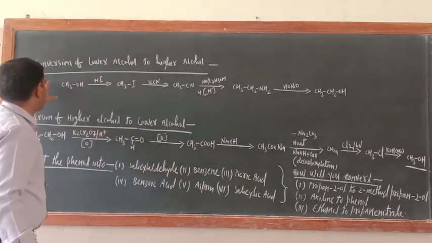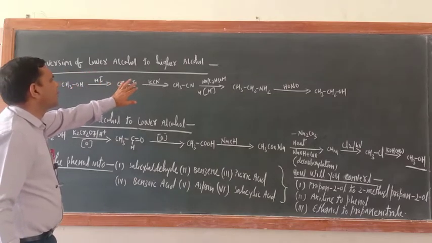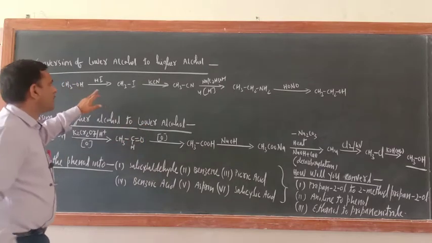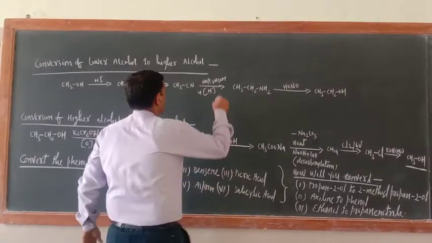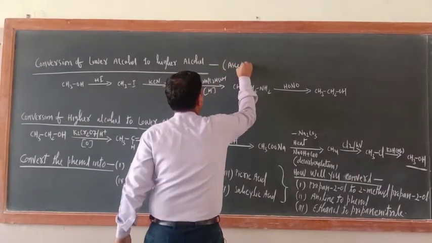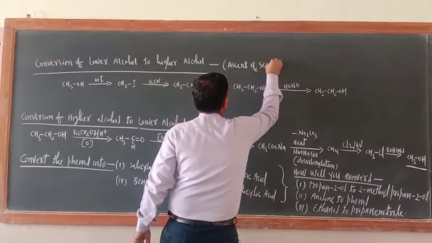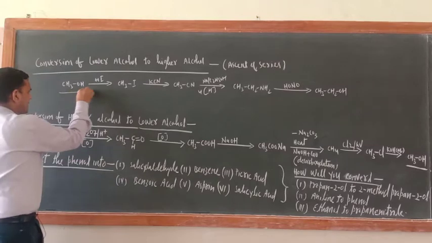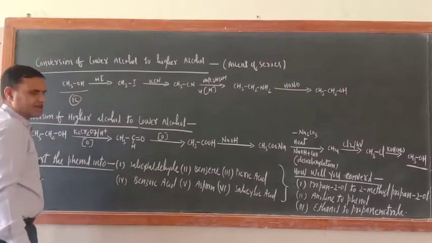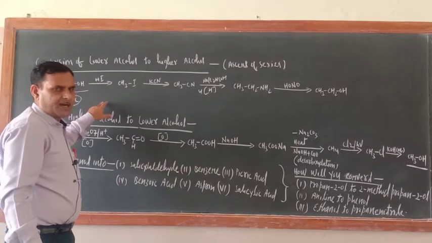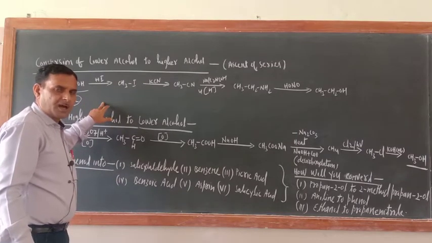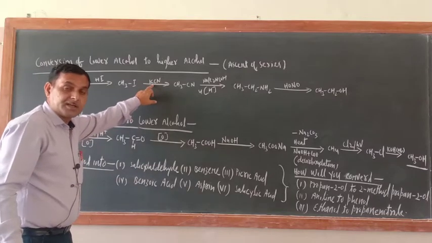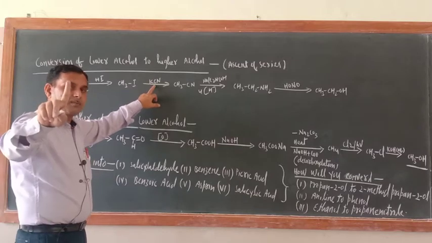There are also questions on conversion of lower alcohol to higher alcohol, and higher alcohol to lower alcohol. Conversion of lower alcohol to higher alcohol is an example of ascent of series, where you have to increase the number of carbon atoms. This is methyl alcohol, with one carbon atom. To increase the number of carbon atoms, you have to treat the compound with KCN. Here CN is there, so one carbon will increase.